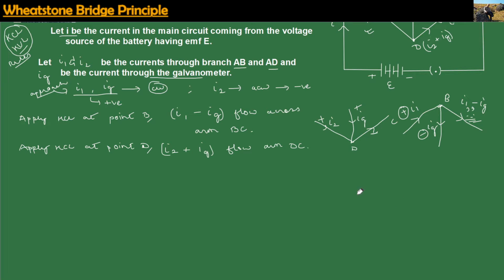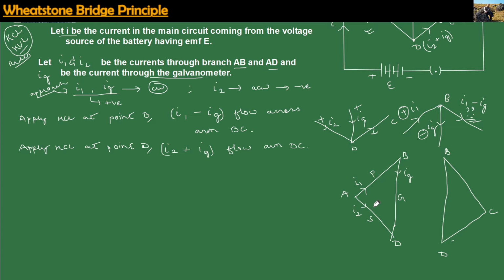This is the loop A, B, D, and we also have another loop, which is B, C, D. We have resistor P, over here we have galvanometer G, and over here we have resistor S. Current I1 is along this branch, current IG along that branch, and current I2 along that branch, step by step.